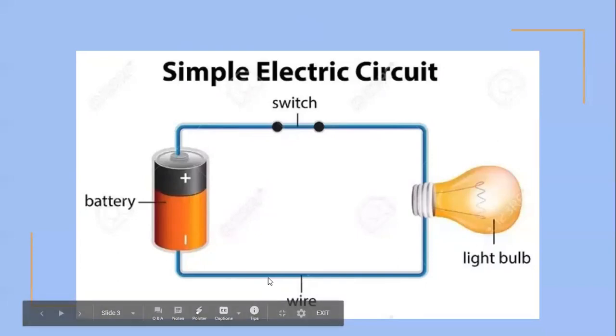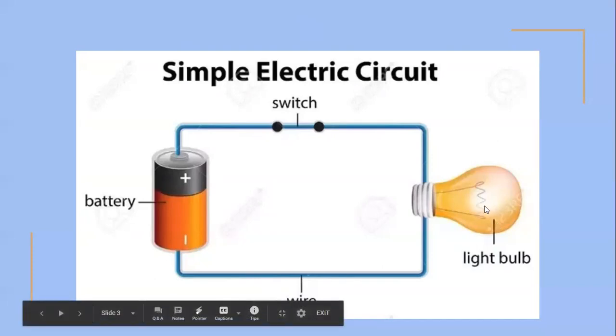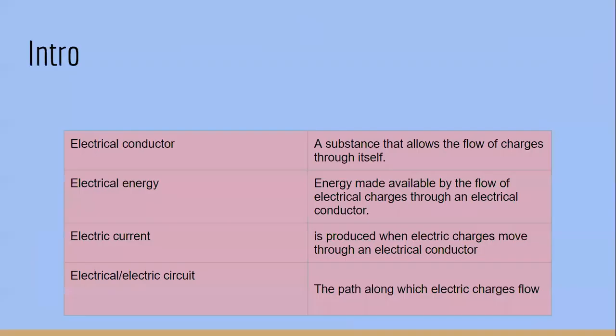Now this is a simple electric circuit. You have a battery that provides energy. You have a switch that closes or opens the circuit. You have an electrical component that converts this electrical energy into other forms of energy, and you have a wire which conducts electricity.